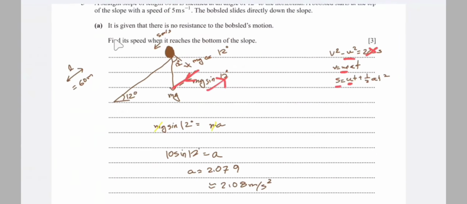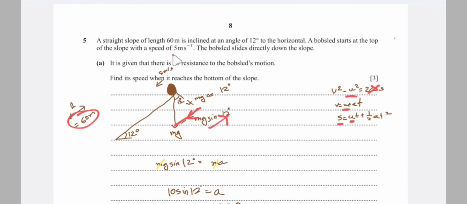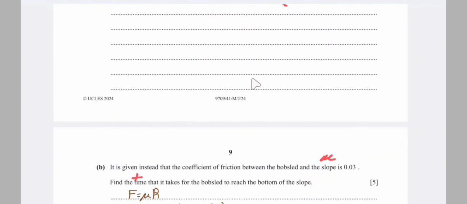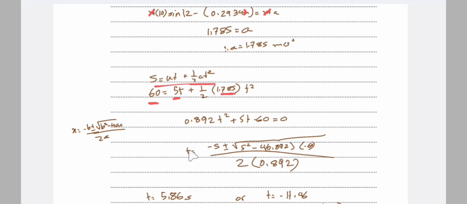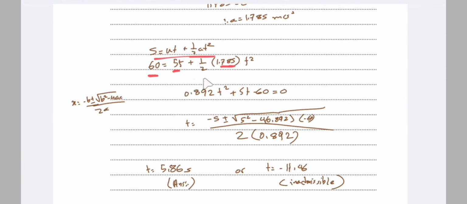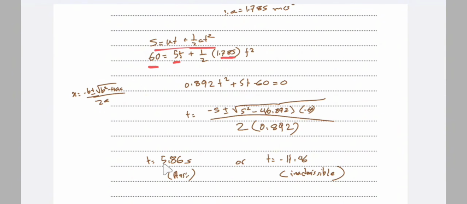So we know the value of acceleration, so we substitute the value, and we know the value of distance, that is 60, and initial speed, that is 5 meters per second. Then we substitute the values in this equation, and we use the formula x is equal to minus b plus or minus root over b squared minus 4ac, all over 2a. So by using this formula, we find two values of time, and since time cannot be negative, that one is inadmissible, or unacceptable, and the correct answer is 5.86. That is our final answer.